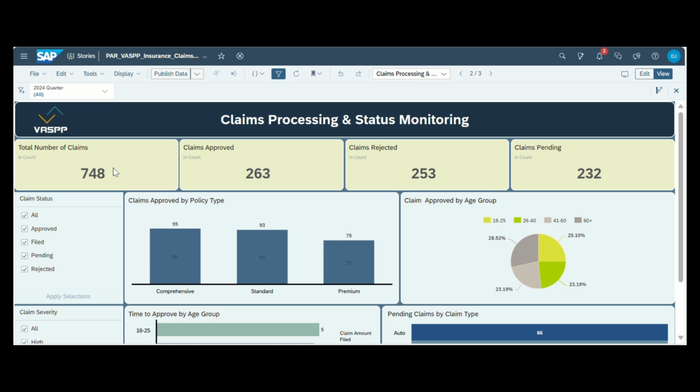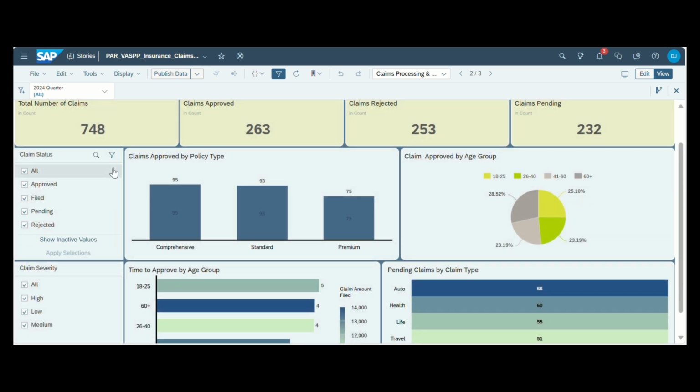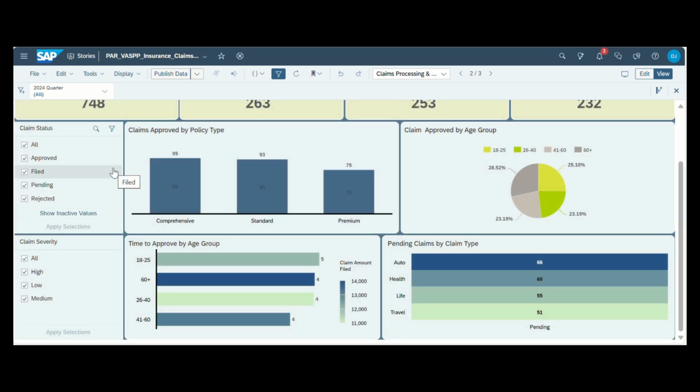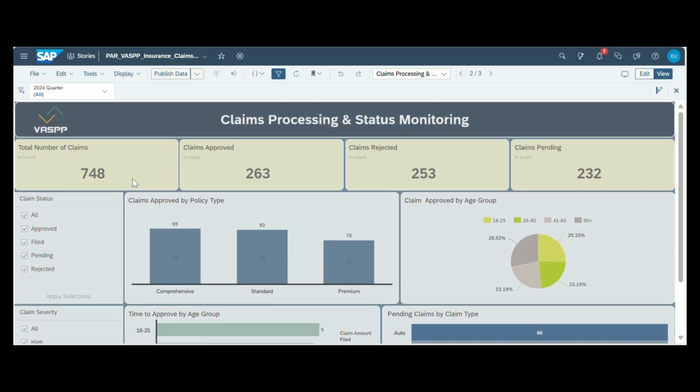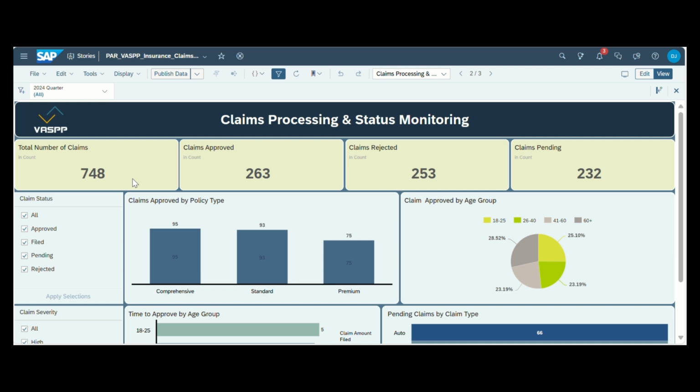To sum it up, this page isn't just about tracking claim volumes. It's about enabling accountability, restoring customer trust, and ensuring that every claim moves with fairness and speed. Because in insurance, every claim isn't just a number, it's a moment of truth.